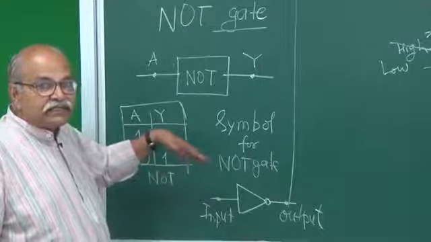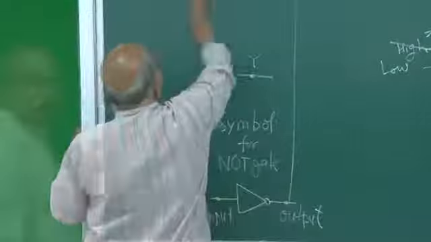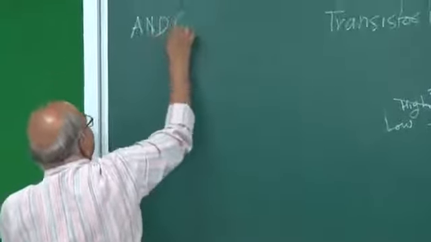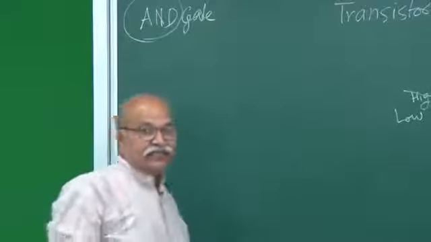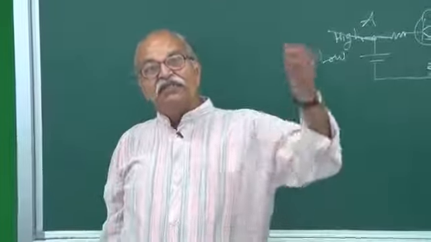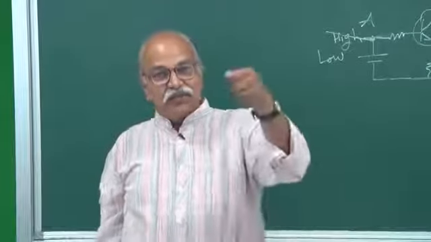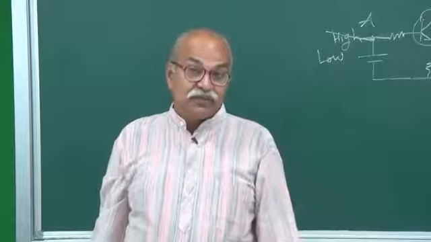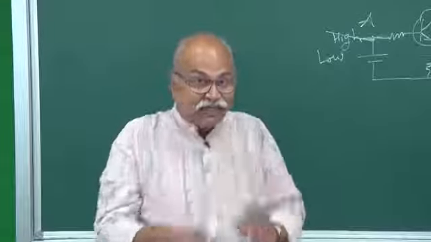Next, let's take the AND gate. This AND tells that if all your inputs are high, if you have 2 inputs, the first input should be high and the second input should also be high. If both the inputs are high, then the output is high, and if any one of them goes low, or both of them go low, then the output is low. That is why the name AND.